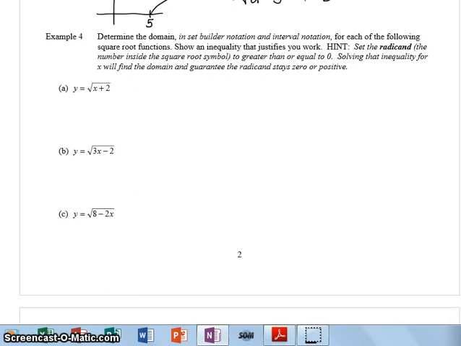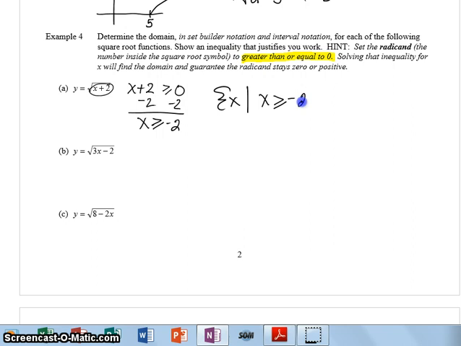Example 4, determine the domain. This was just talking about setting the radicand, the number inside the square root symbol, to greater than or equal to 0. So I'm going to take the x plus 2, and I set it greater than or equal to 0. If I subtract 2 from both sides, I get x is greater than or equal to -2. So set builder notation would be for all x such that x is greater than or equal to -2.